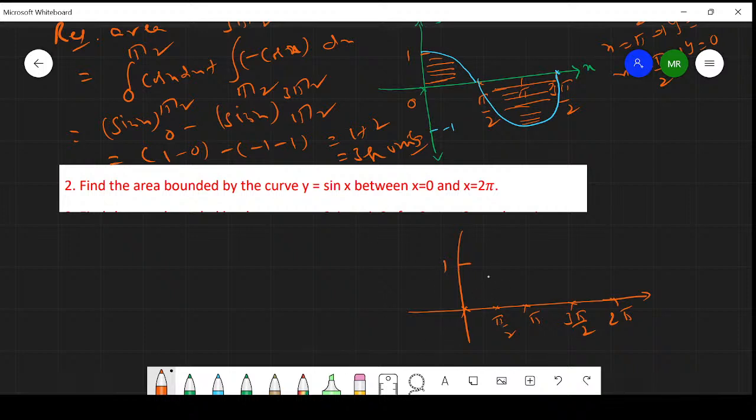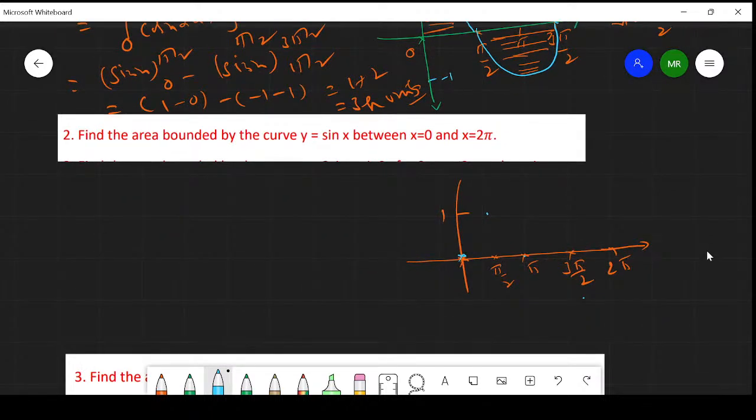Substitute sin 0, 0, the point will come here. Sin 90 is 1, it comes. Sin 180 is 0. Sin 3 pi by 2 will be minus 1, so the graph will come down. See, the graph will come like sin, the curve goes like this. Like this, correct?